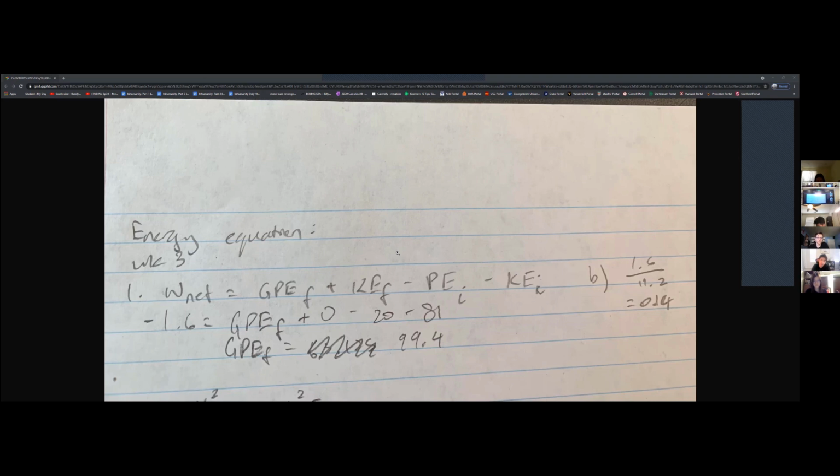energy being 99.4 joules. And then for part B, it was asking for the average drag force. So we just took the 1.6, which is the dissipated energy or the drag force, and then divided by 11.2, which is the distance that it went upward. So that would be the average, and it would be 0.14.